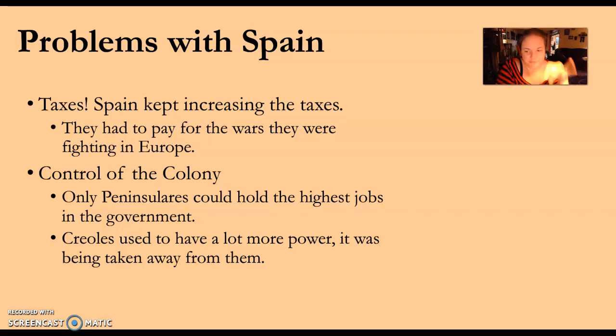Alright, other problems. Control of the colony. One of the things about Spain is that only peninsulares, people who had been born on the Iberian Peninsula in Spain, could hold the highest jobs in government. This meant that people who had been in New Spain, like the 17.8% of the white population, and all of the mestizo people, all the Creoles, all the natives, all the black people, no deal. The only people who could actually hold high positions in government came from a section of 0.2% of the total population, right? This one specific type of white people.